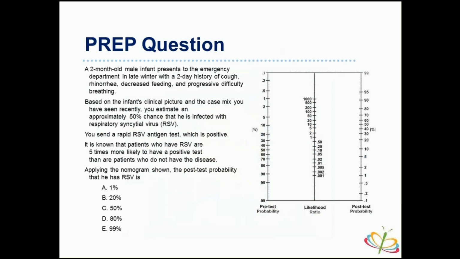So, really quickly, a 2-month-old male presents to the emergency department in late winter with a 2-day history of cough, rhinorrhea, decreased feeding, and progressive difficulty breathing. Based on the infant's clinical picture and the case mix you have seen recently, you estimate approximately 50% chance that he's infected with RSV. So you send a rapid RSV antigen test, which is positive. It is known that patients with RSV are 5 times more likely to have a positive test than patients who do not have the disease. Applying the nomogram shown, the post-test probability that he has RSV is what?